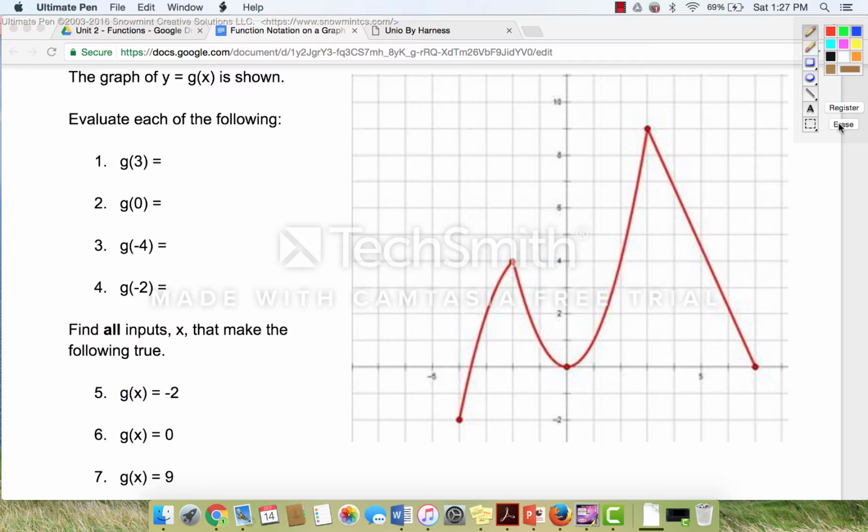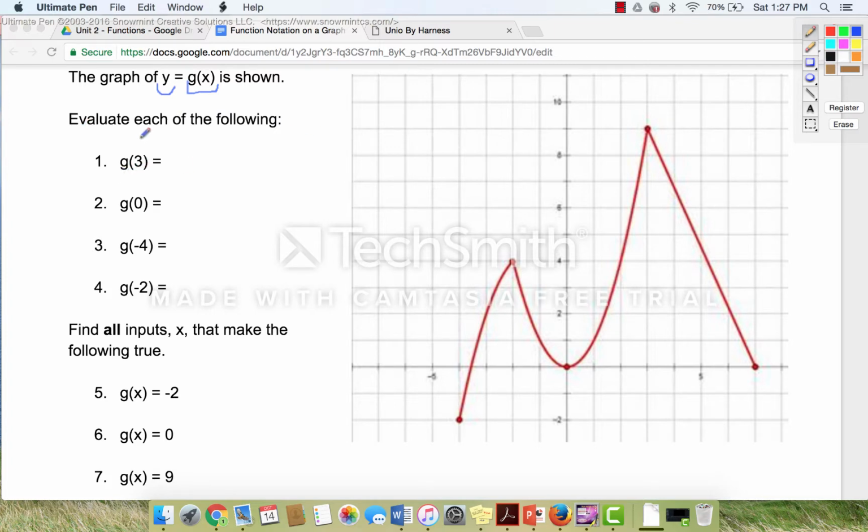Alright guys, let's check your answers to the problem you just worked on. So the graph of y equals g of x is shown. The nice thing with this notation is it's straight up telling you that y is the same thing as g of x. So there's no real trick there. It's just saying, hey, g of x is y, a fancy word for y, which is what we've been saying all along. Now let's evaluate each of the following.